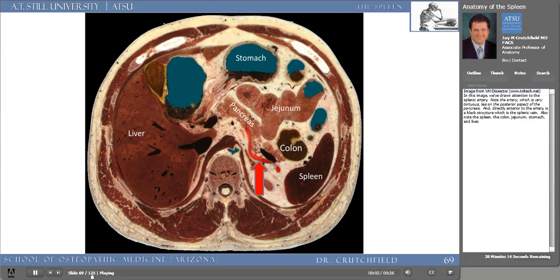In this image, we've drawn attention to the splenic artery. Note that the artery, which is very tortuous, lies on the posterior aspect of the pancreas. And directly anterior to the artery is a black structure, which is the splenic vein. Also note the spleen, the colon, jejunum, stomach, and liver.